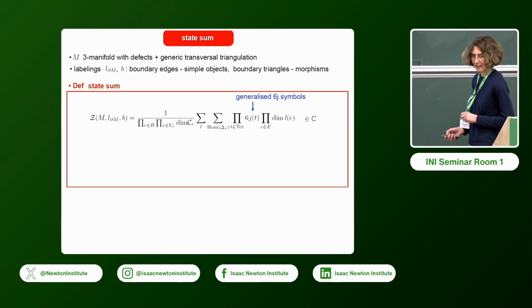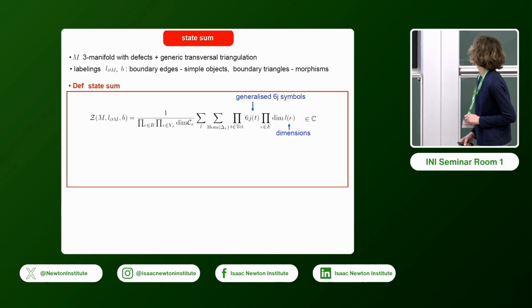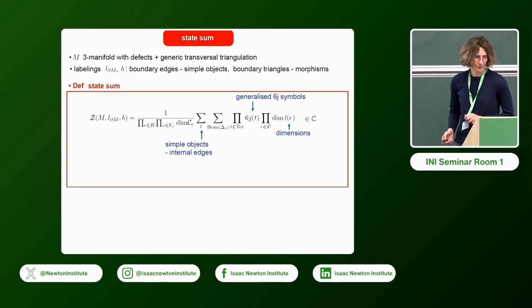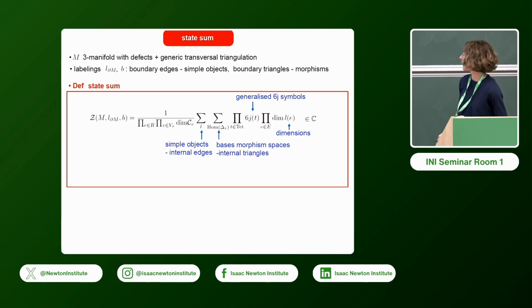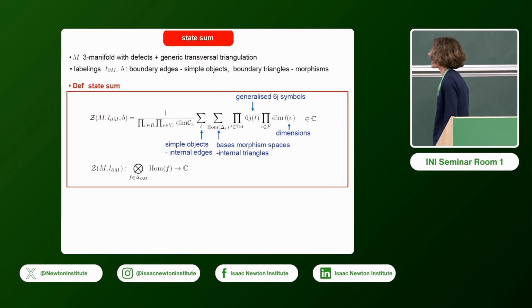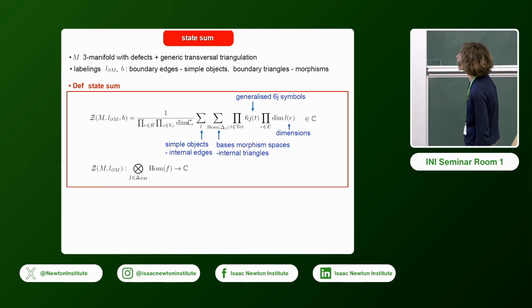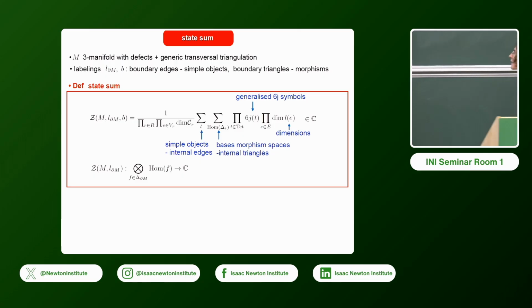And it's given by taking all the generalized 6J symbols and multiplying them together, multiplying by the dimensions of all the edges in the triangulation, summing over the assignments of simple objects to the internal edges, and summing over bases of the morphism spaces for the internal triangles. The only thing that is different is that now the 6J symbols are generalized 6J symbols, and this combines data from different categories. And the normalization factor also changes a bit accordingly. And again, we can also see this as a map that depends only on the simple objects labeling the boundary, to the morphisms, from the tensor product of the morphism spaces for the boundary to C.